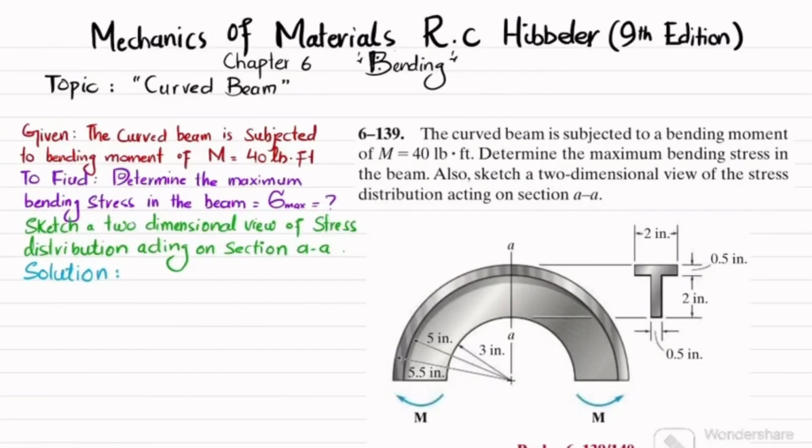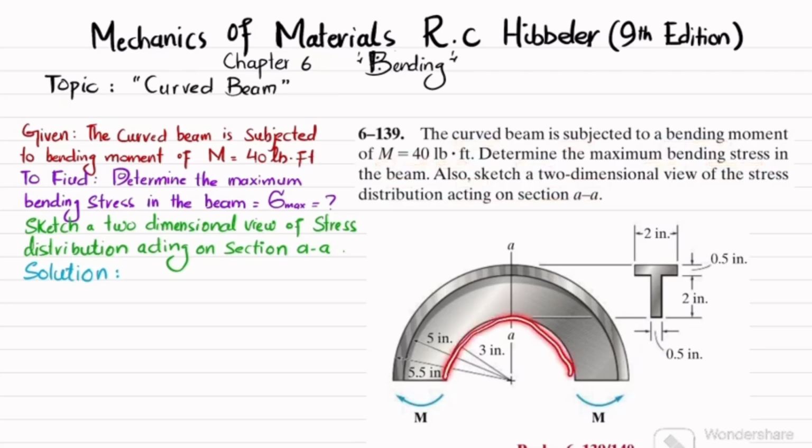Welcome back. In this video, we are going to solve problem 6-139 that is taken from chapter number 6, Bending, and book name is Mechanics of Material by R.C. Hibbeler, 9th edition. So statement is the curved beam is subjected to a bending moment of 40 pounds into feet. Determine the maximum bending stress in the beam. Also sketch a two-dimensional view of the stress distribution acting on section AA.